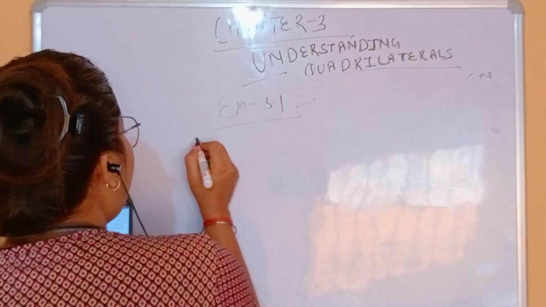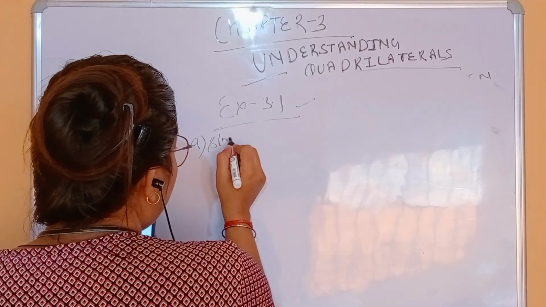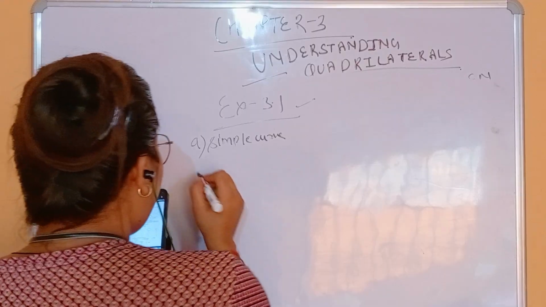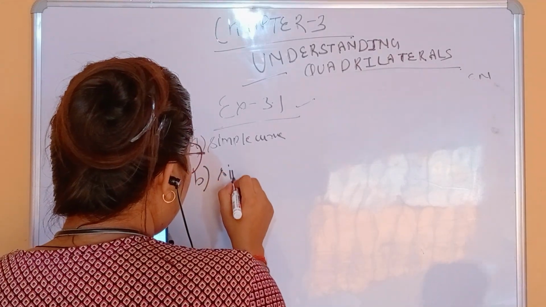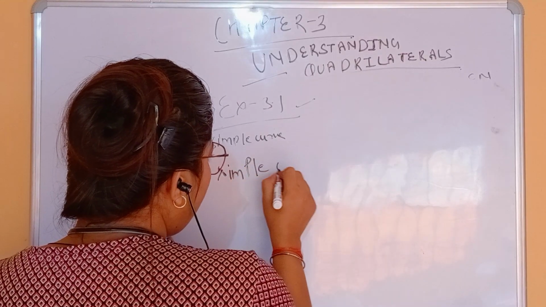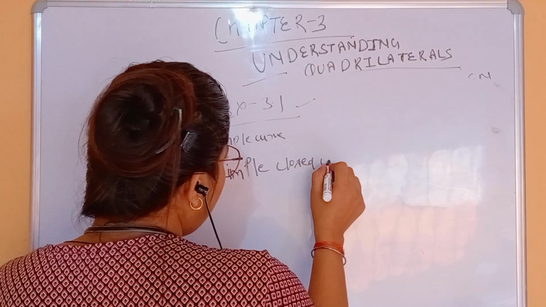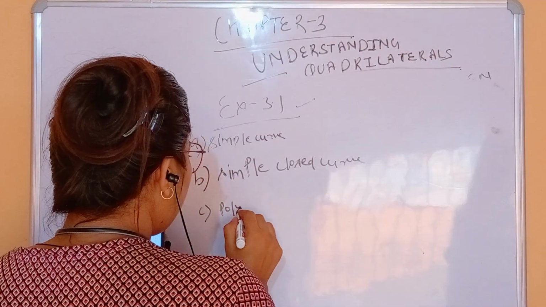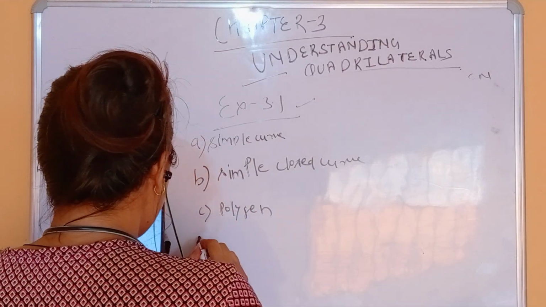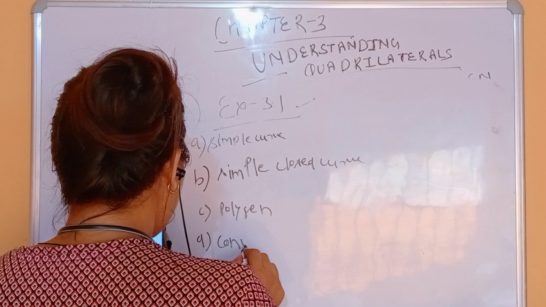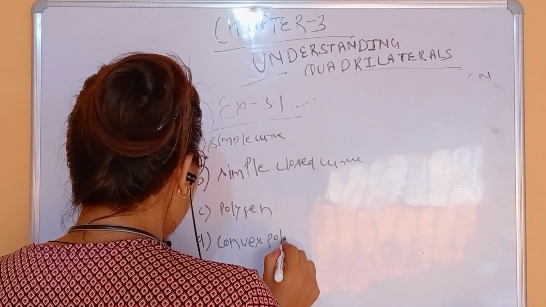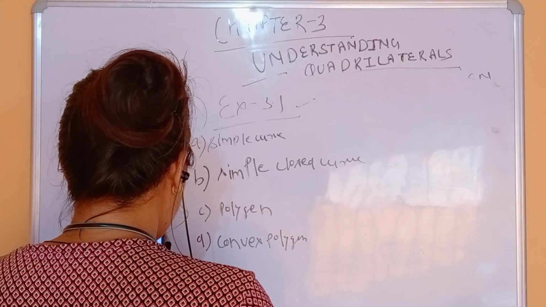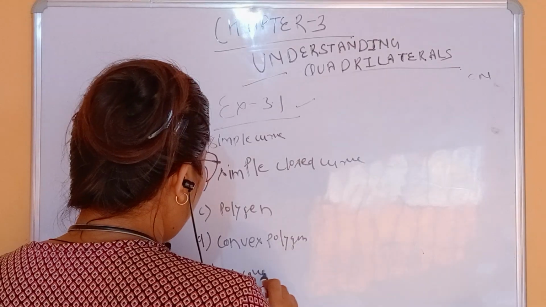First is given simple curve. Second is given simple closed curve. Third is given polygon. Fourth is given convex polygon. And E is written here concave polygon.